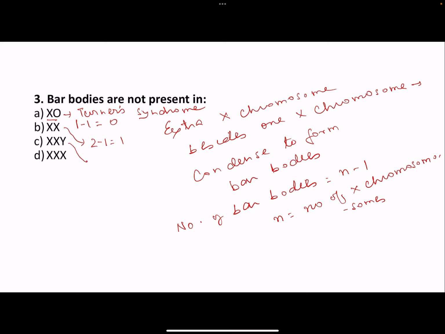In option C, again here the 2 X chromosomes are there. So number of bar bodies will be 2 minus 1, that is 1. In option D, here the number of X chromosomes are 3. So number of bar bodies will be 3 minus 1, that is 2. So the bar bodies are not present in option A, that is the Turner syndrome.